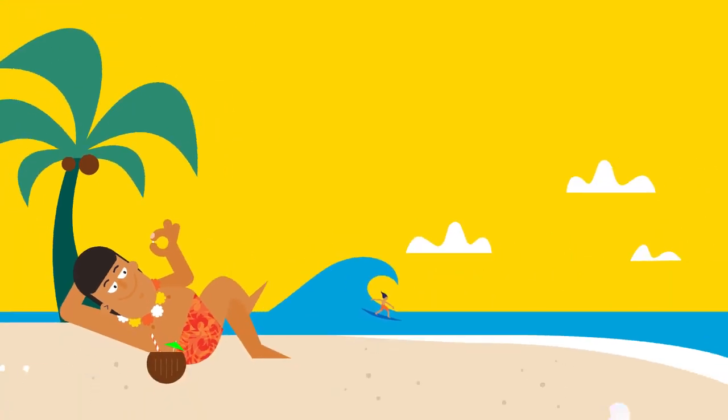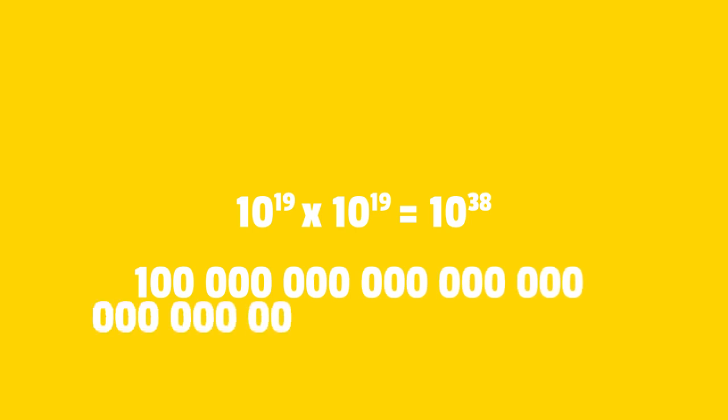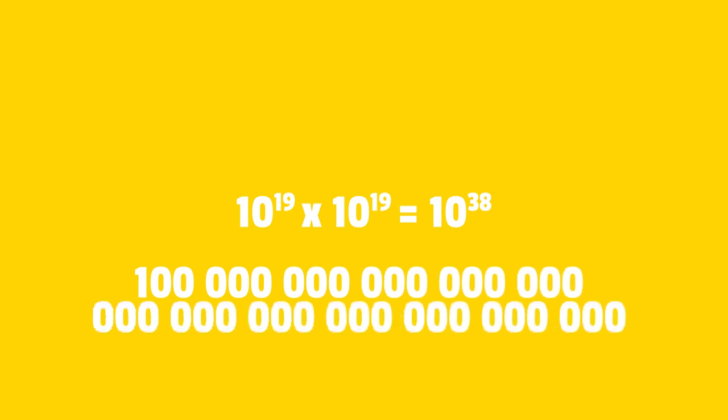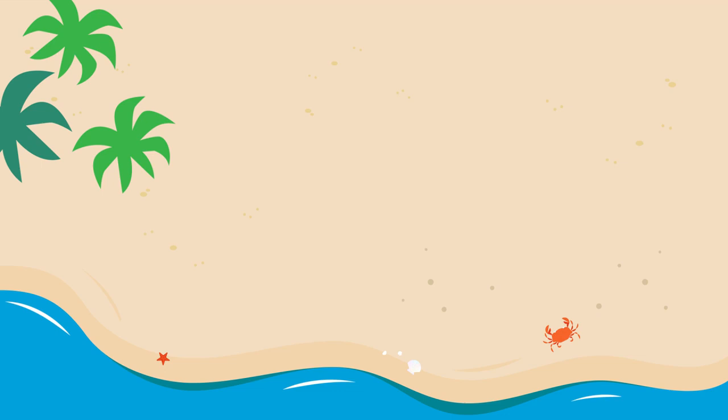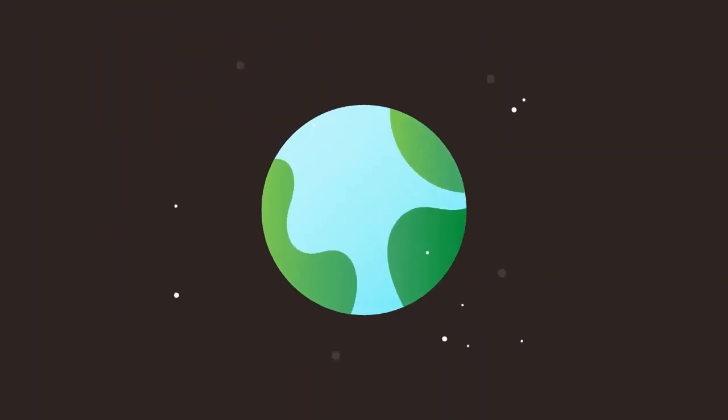According to some fun computation by mathematicians at the University of Hawaii, 10 exponential 19 is also more or less the number of grains of sands on all the beaches in the world. 10 exponential 19 times 10 exponential 19 is 10 exponential 38. This makes a total of 10 exponential 38 atoms of silicium in all the beaches in the world. 1 followed by 38 zeros. That's for beaches on Earth.